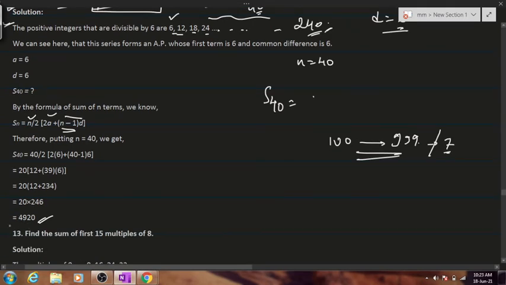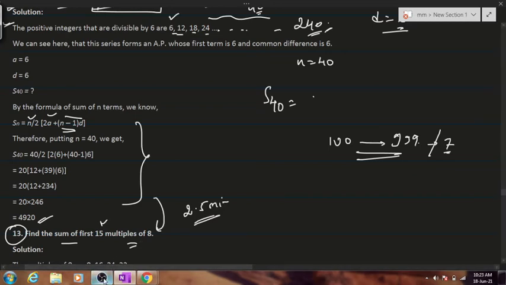Let's try out question number 13. Find the sum of the first 15 multiples of 8. It's a very similar sort of numerical. If you have understood this numerical, you should be able to do this. You have exactly 2.5 minutes to try it out. Make sure you write the statements properly and do it correctly. I'll pause the video for the time being for you to try out this numerical.